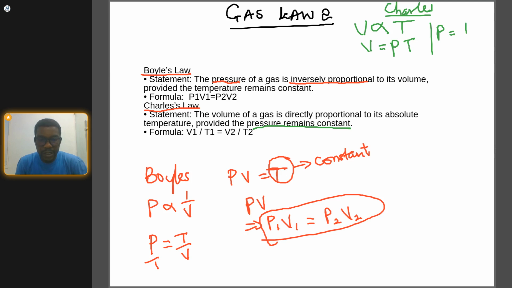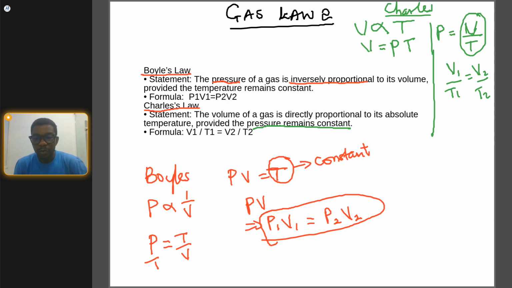dividing both sides by T, P equals V over T. P here represents the constant, take note. So the pressure equals volume over temperature, because the pressure here remains constant. So Charles' law will finally be expressed as V1 over T1 equals V2 over T2. We are making use of this expression.